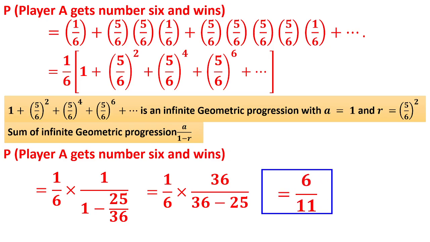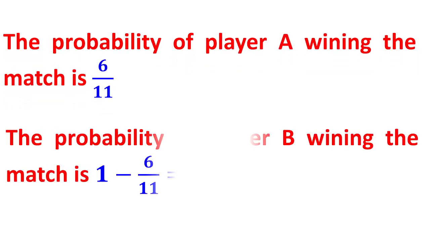Now they don't want only this player A getting number 6. What will be player B getting the number 6? It's very easy. 1 minus 6 by 11, which is 5 by 11.